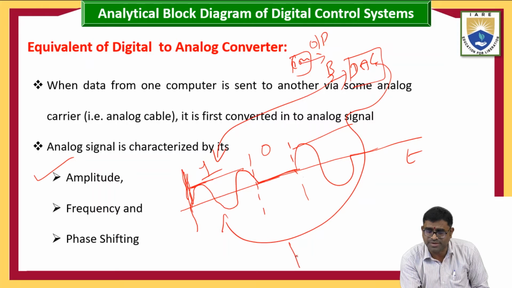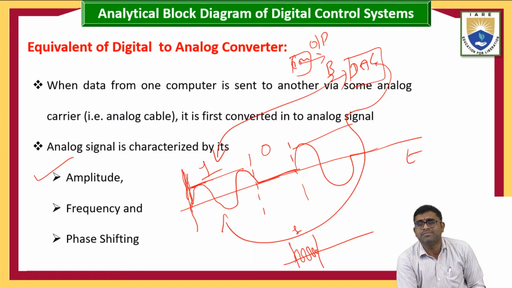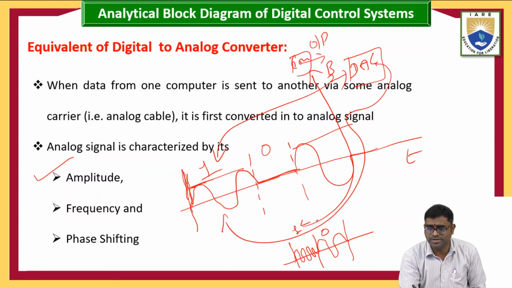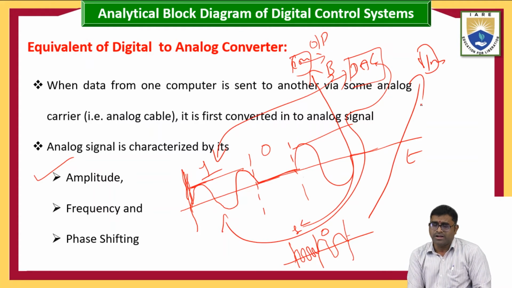In the case of frequency, if I take one at a higher position, that is nothing but more oscillations. When it is 0, we have fewer oscillations. That is the digital form: 1 is more oscillations, 0 is fewer. That part is going to be given to the system. That is the characteristic of the analog signal.